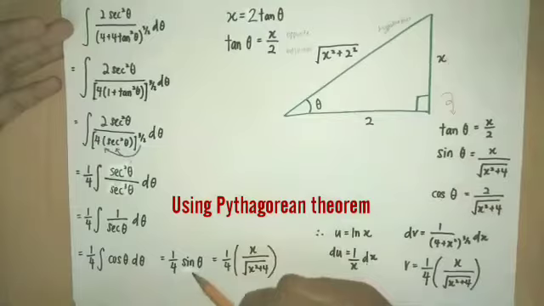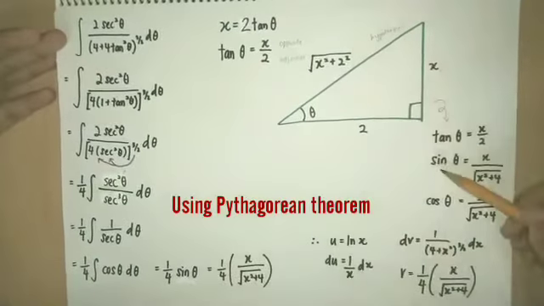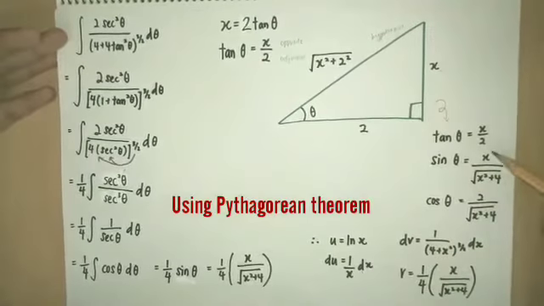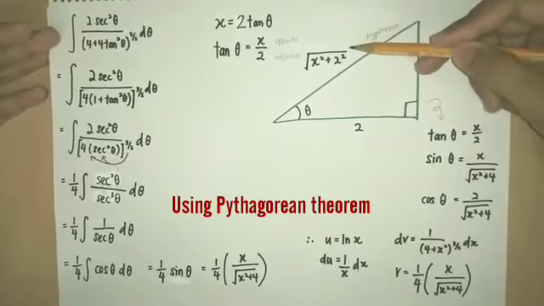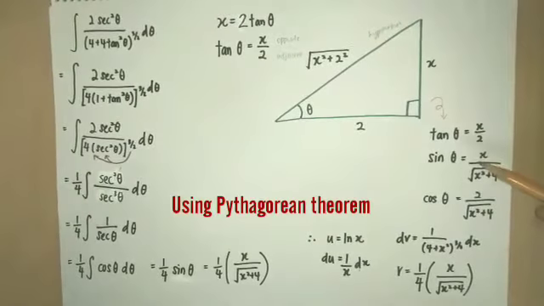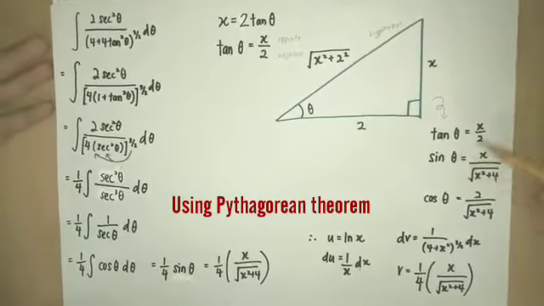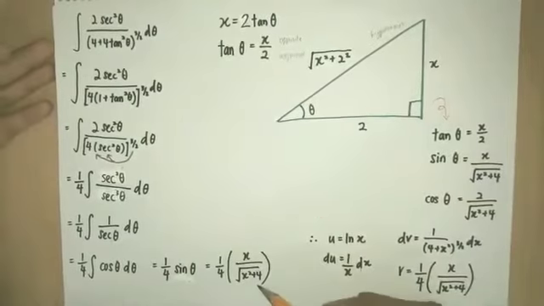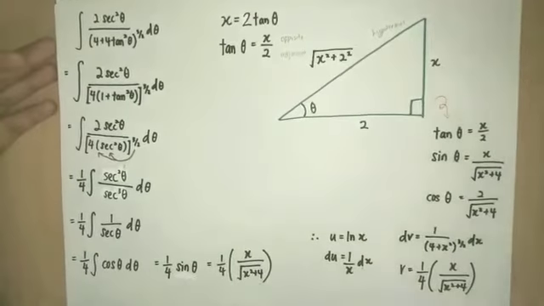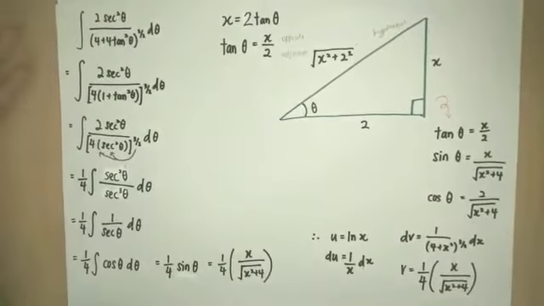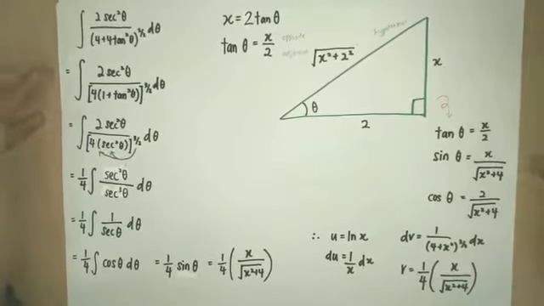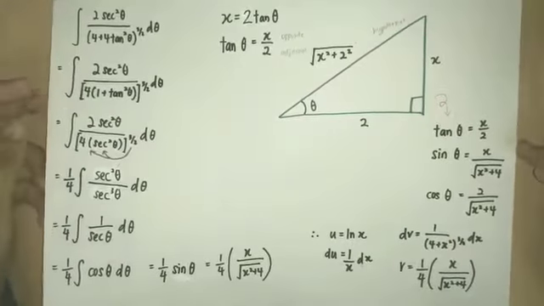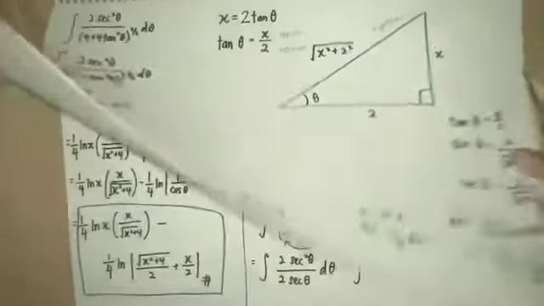So this one is in sine theta. You already know sine theta is opposite over hypotenuse, which is x over the hypotenuse. You take the sine theta and put it back into the equation, and this is what you will get. Now we have all the values of u, du, dv, and v, and we can proceed to put them into the formula of the by-parts method.